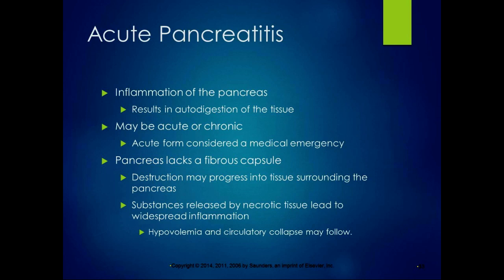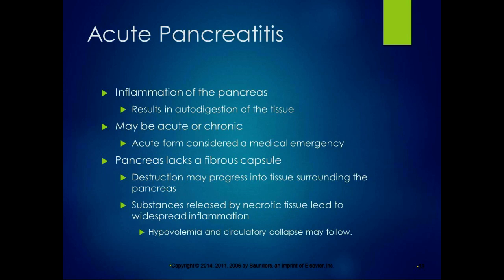In acute pancreatitis, the inflammation of the pancreas results in autodigestion of the pancreatic tissue. So the acute form of pancreatitis is considered a medical emergency. If your pancreas is digesting itself, that's a huge problem because you need your pancreas. The pancreas, unlike the liver and the stomach and the kidneys and some of the other organs, doesn't have a fibrous capsule around it.